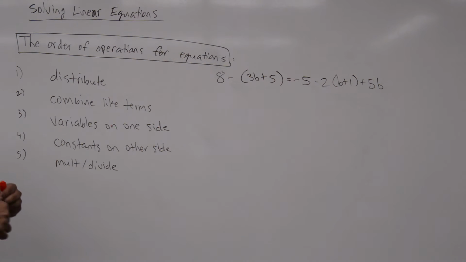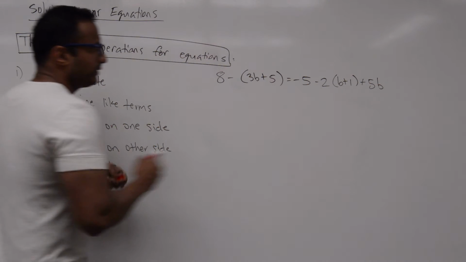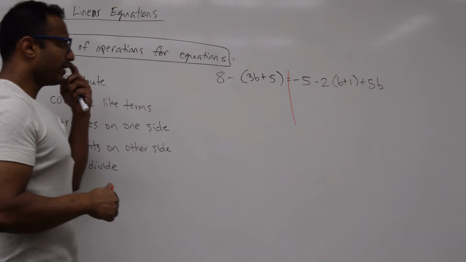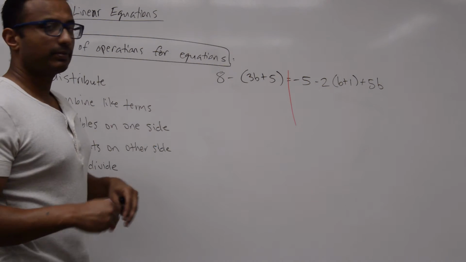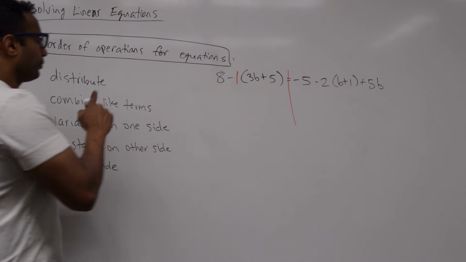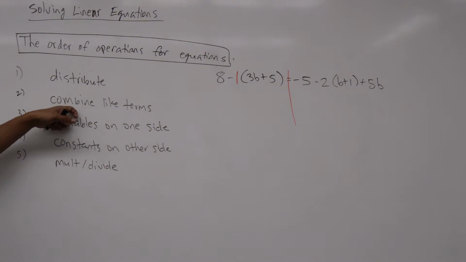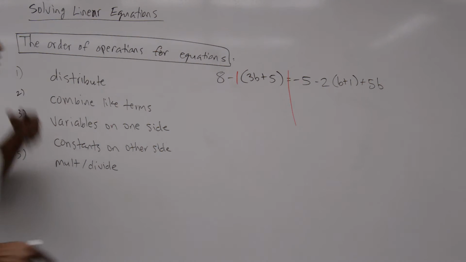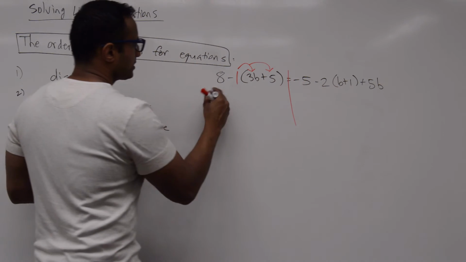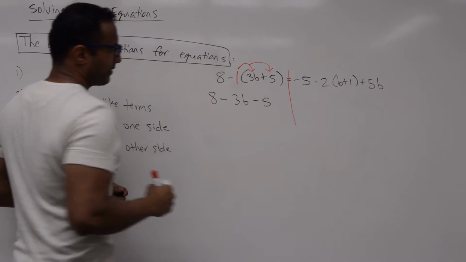Let's follow our order of operations. Our first step is to distribute. Okay, so I'm going to break this up into the left side and right side, and I'm going to work with the left side. So on the left side, we have 8 minus parentheses 3b plus 5. If there's a number at the front, there's an invisible 1. Okay, and we can't subtract the 8 and 1 because we're not combining like terms yet. You have to distribute before you can combine like terms. So the distribution is always going to take place first, which means this gives us 8 minus 1 times 3b is 3b, negative 1 times 5 is negative 5.